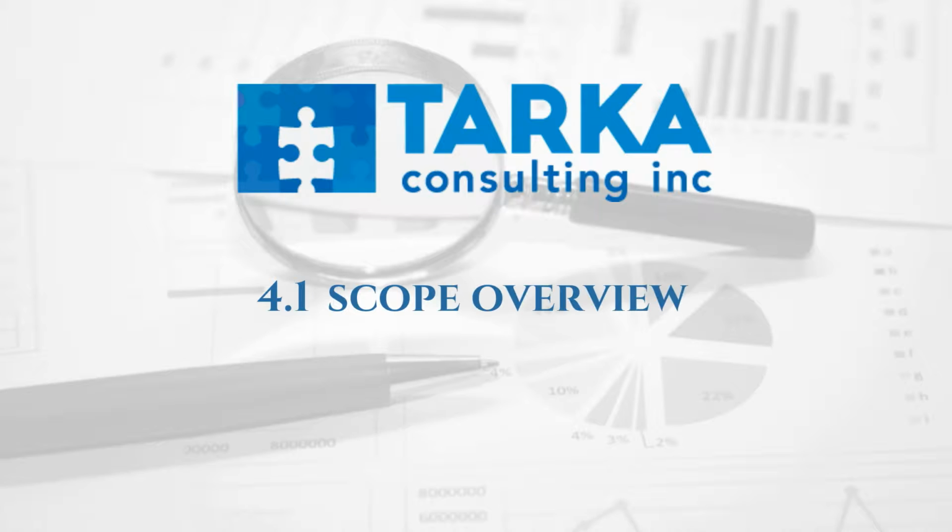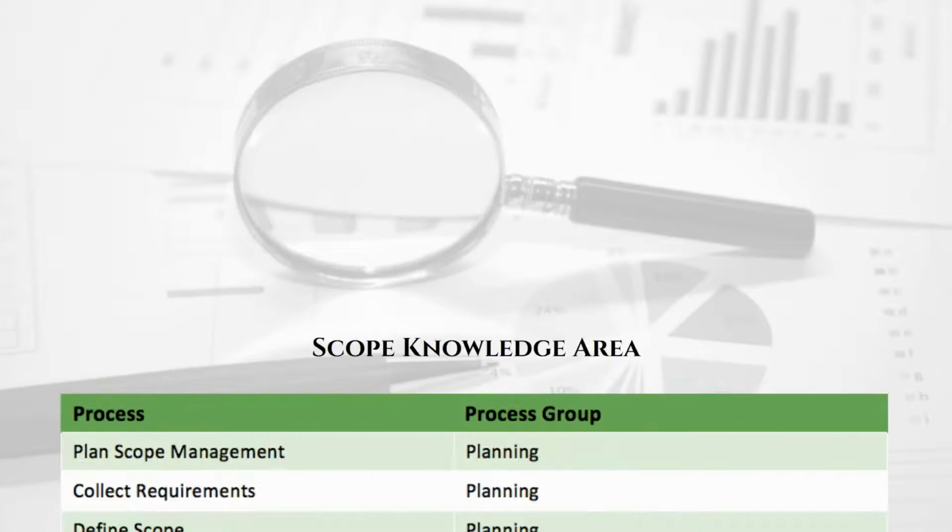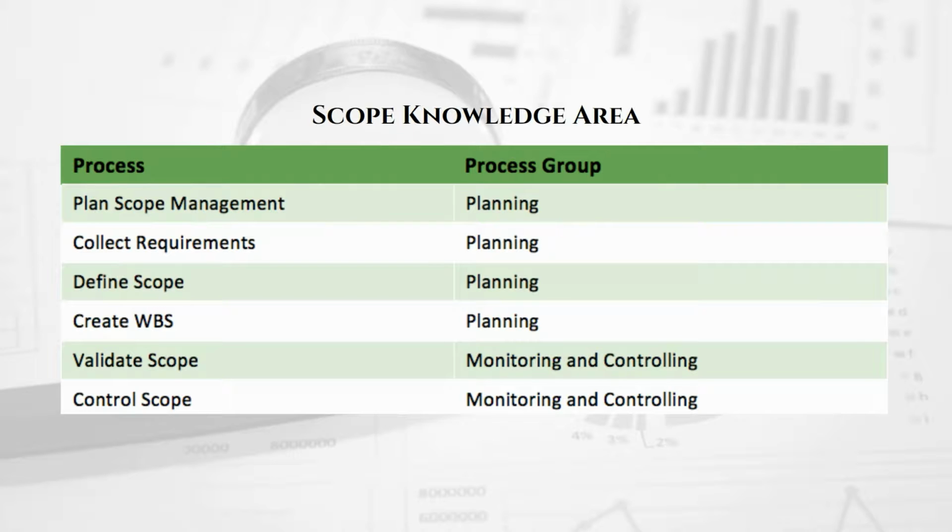4.1 Scope Overview. The scope knowledge area is divided into 6 processes.